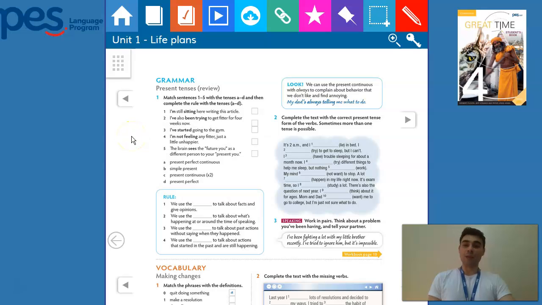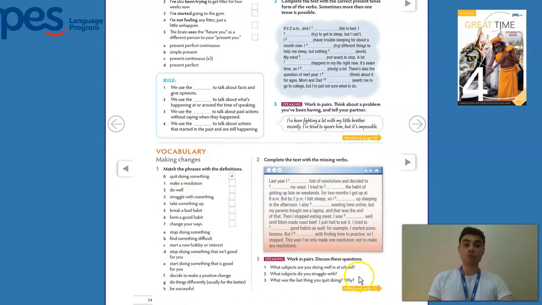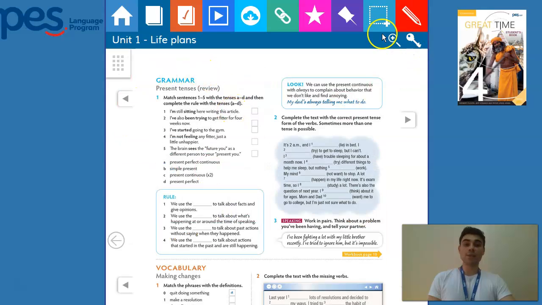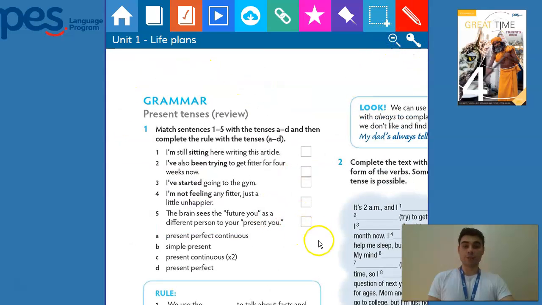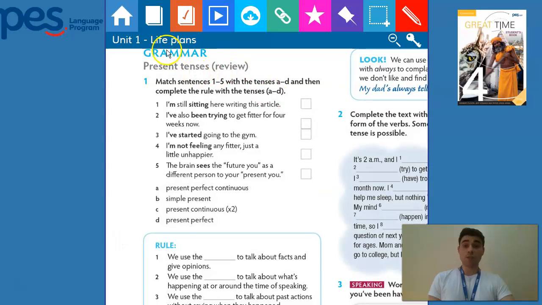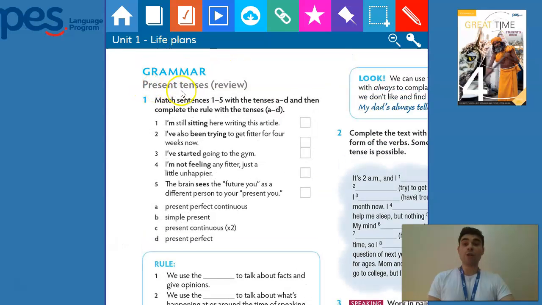All right. Now we move to this exercise here, which is on page 14. Okay? So let's check the grammar of this unit. So we have here grammar, present tenses, and it's a review, okay? So remember, you already know things about the present tenses. We are just going to organize them better. So let's check exercise number 1.